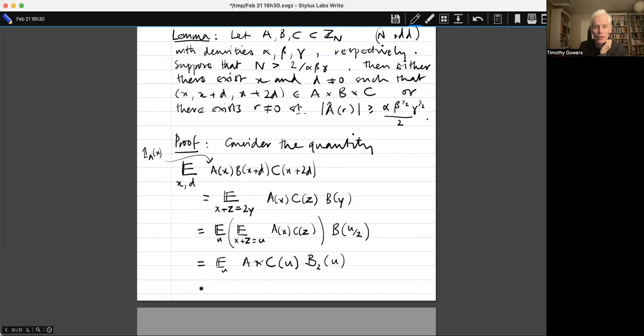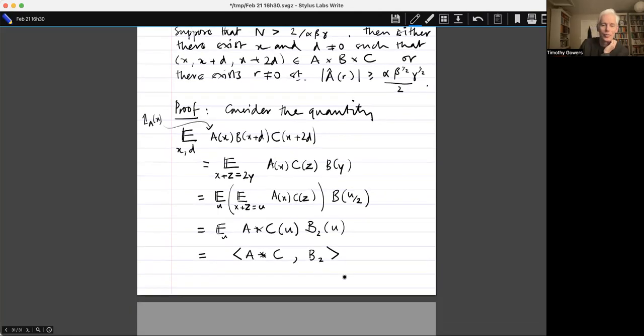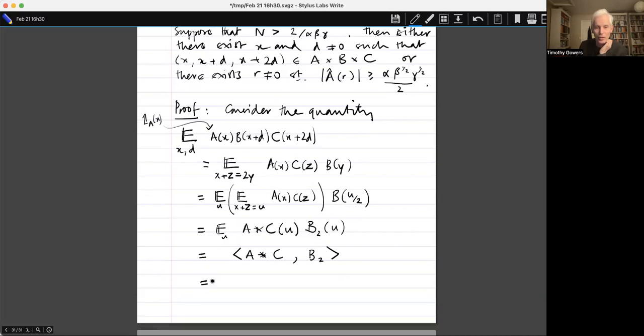And now we're going to start using Fourier analysis. We've got convolutions, we've got dilations, we've got an inner product. So let's do the inner product first. Actually, I haven't done any Fourier analysis yet. I'm going to just write it more explicitly as an inner product, first of all. And now let's apply Parseval. That tells us that the inner product of those things is the same as the inner product of their Fourier transforms.